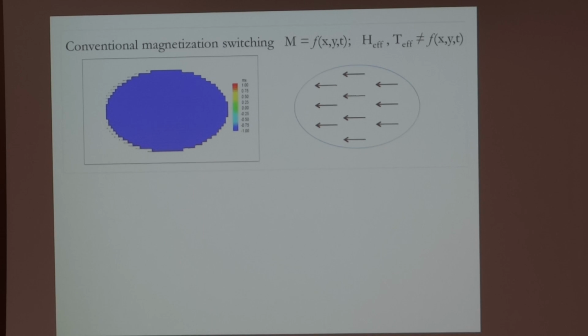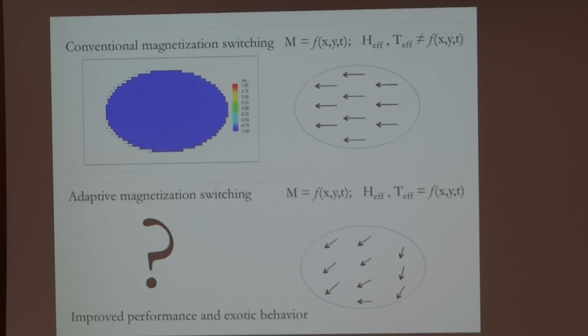So what we thought was, what happens if instead of applying a constant, trivial perturbation, we would have one that, just like the magnetization, is also a function of space and time. By doing this, we can expect to improve the switching behavior and perhaps even obtain exotic behavior.